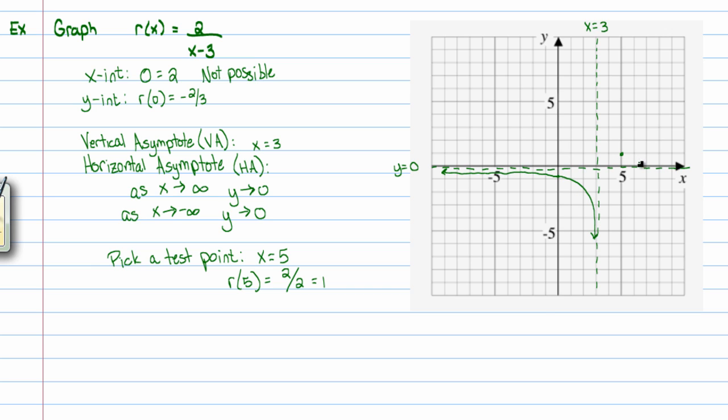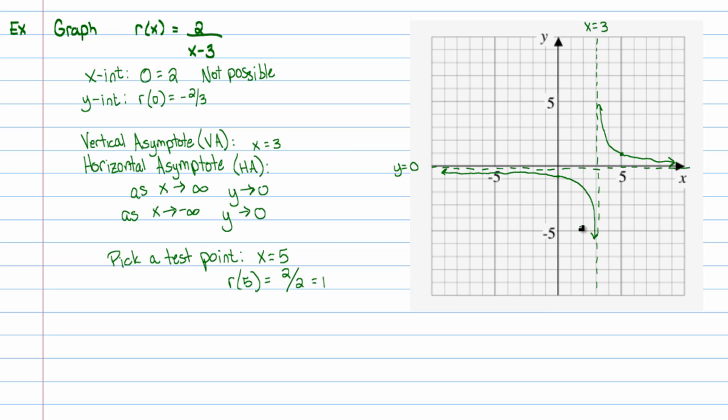And because I know I don't have any x-intercepts, it basically means that my graph on this side of x equals 3 is going to exist totally above the x-axis because I can't cross the x-axis. And here, this vertical asymptote will bend me upwards. So that's the graph of 2 over x minus 3.